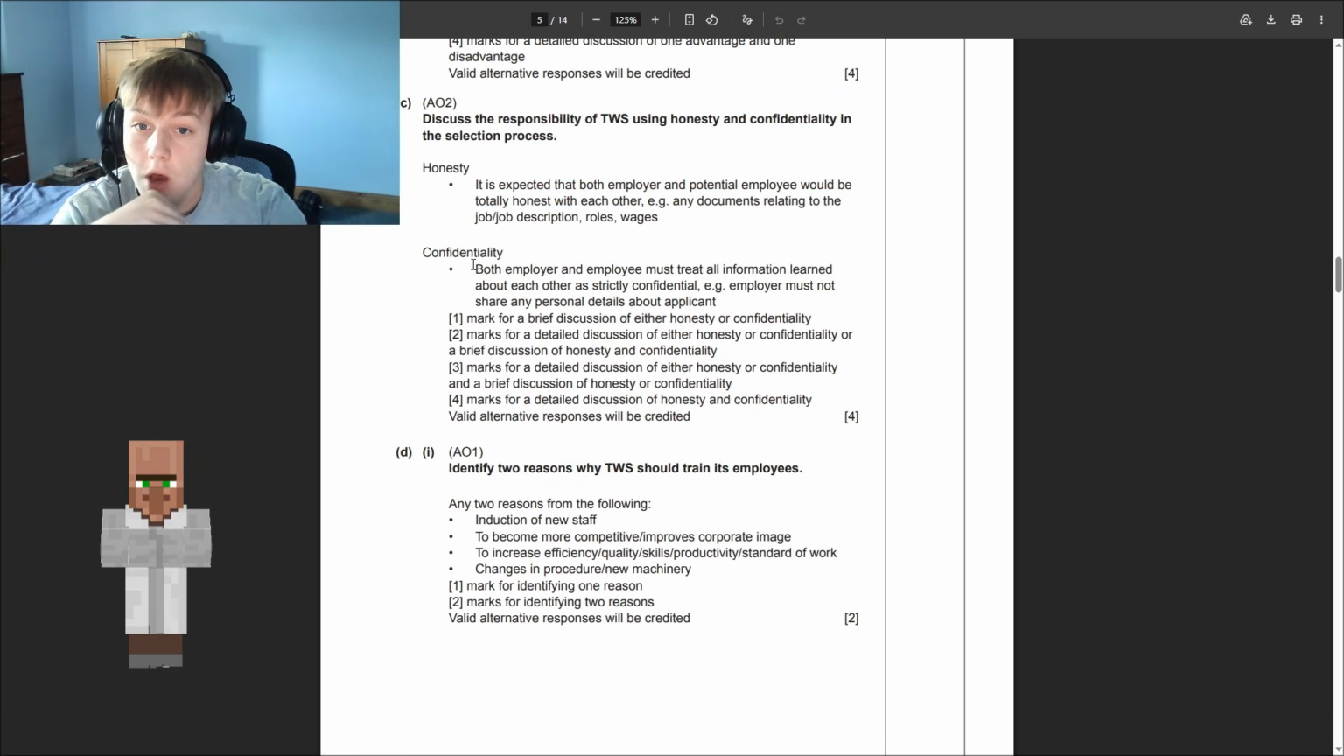Confidentiality. Both employer and employee must treat all information learned about each other as strictly confidential.